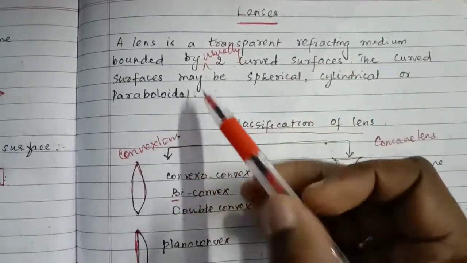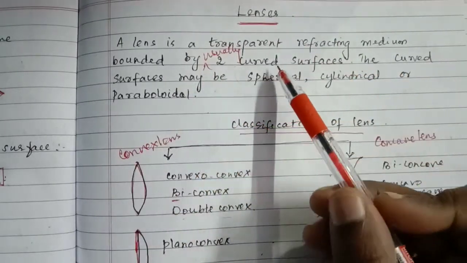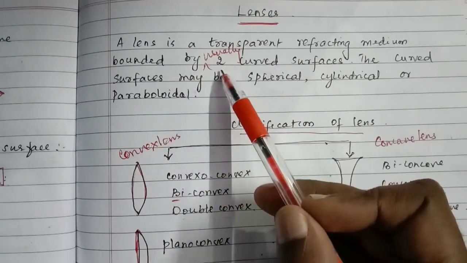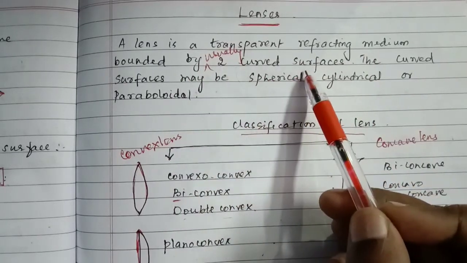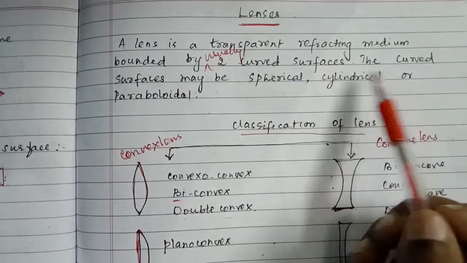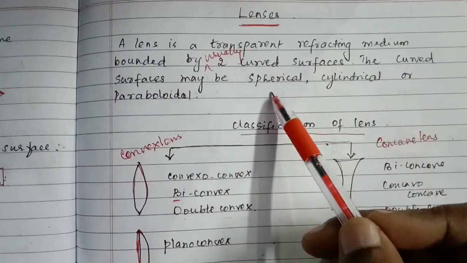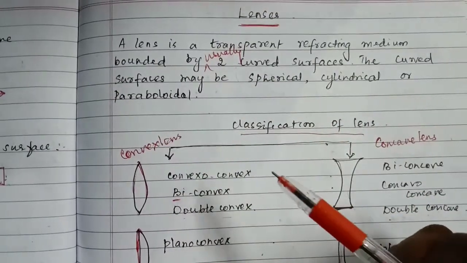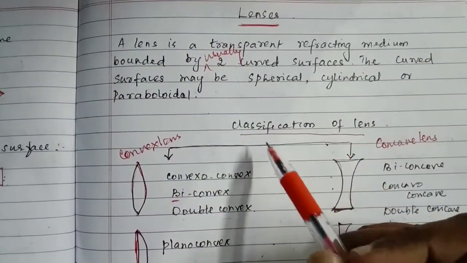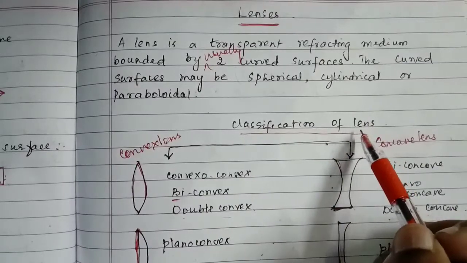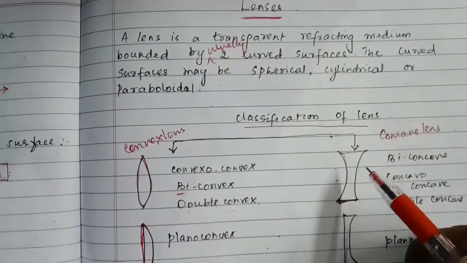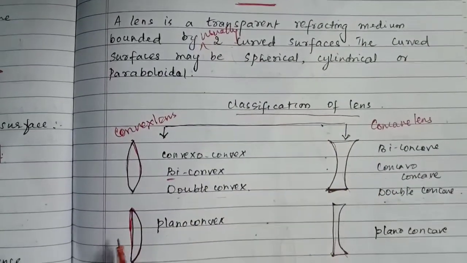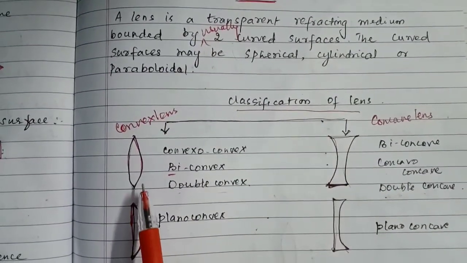Lenses. A lens is a transparent refracting medium bounded by usually two curved surfaces. The curved surfaces may be spherical, cylindrical, or paraboloid. Okay, let us see the classifications of lens. Usually, we always talk about convex and concave lens.